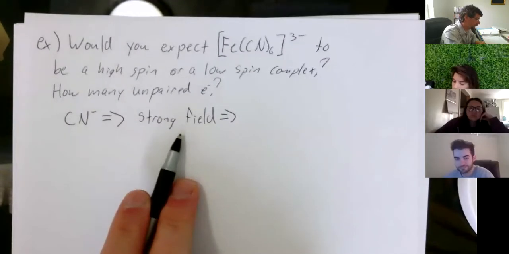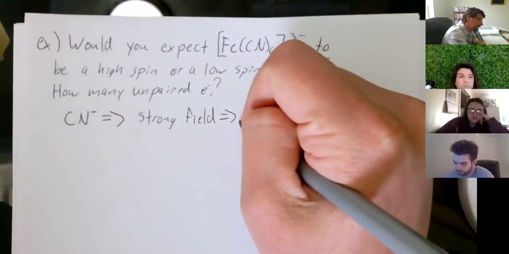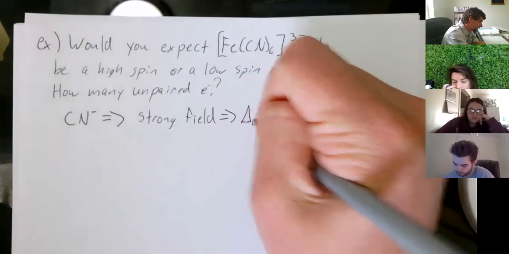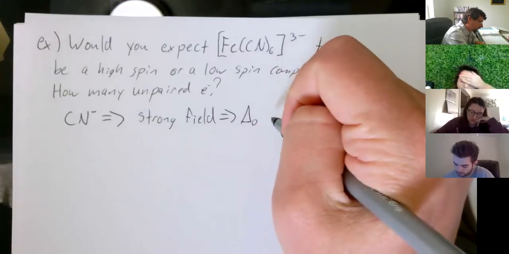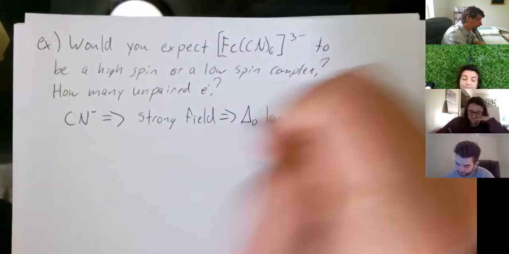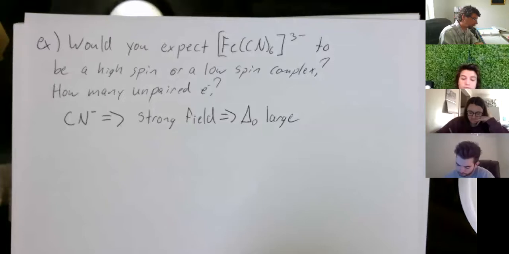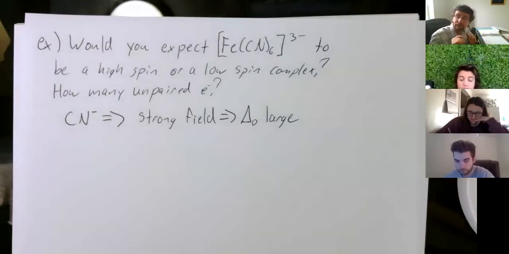So looking at strong fields, what does that mean for the octahedral field splitting? It's large. Large, yep. So low spin. Well, we have to consider a couple of things first.